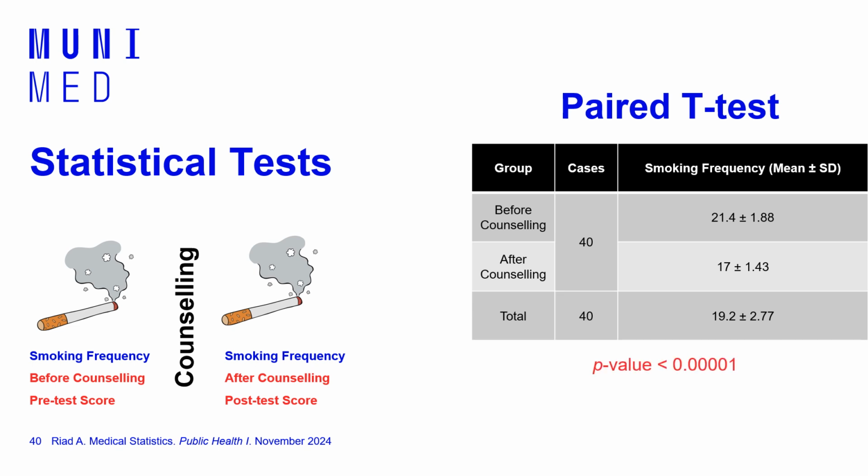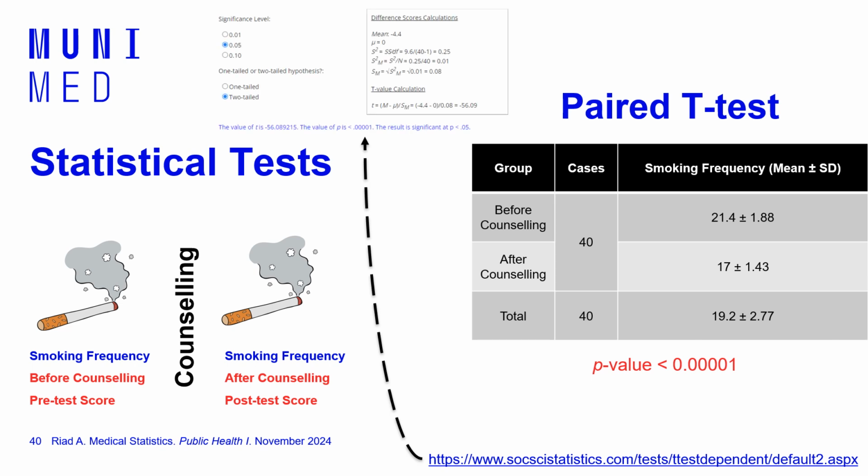And again, when we did the analysis for this, we found out that the p-value was significant. It was less than 0.00001, and this is a free tool that you can use to get these values. As I said in the classroom, I will share the raw data.